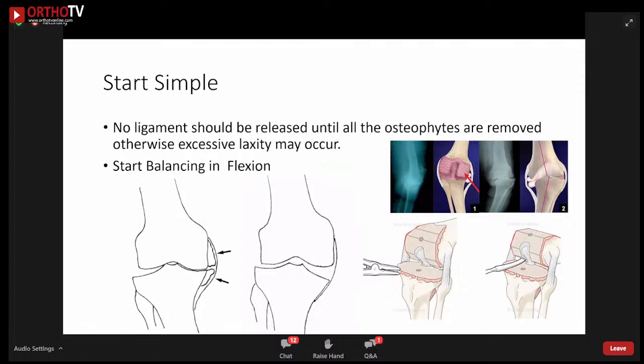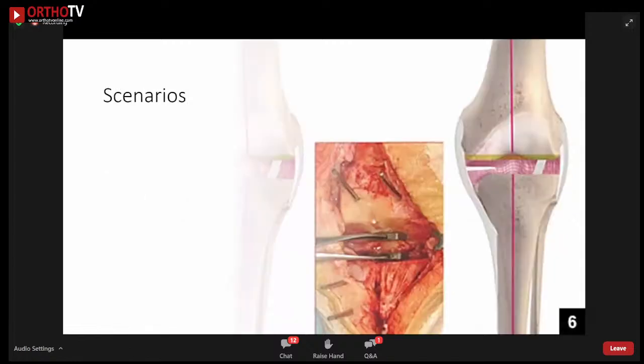Why? Because I mentioned to you earlier that in extension, there are a lot of structures that are taut. And if you start balancing in extension and start releasing all those structures, you're going to end up having a very lax flexion, and that is going to create troubles for you. Let's not start with troubles. So there are different scenarios that you can have. You can have a well-balanced knee in flexion and extension. Good, put in your implants and get out of the theater.